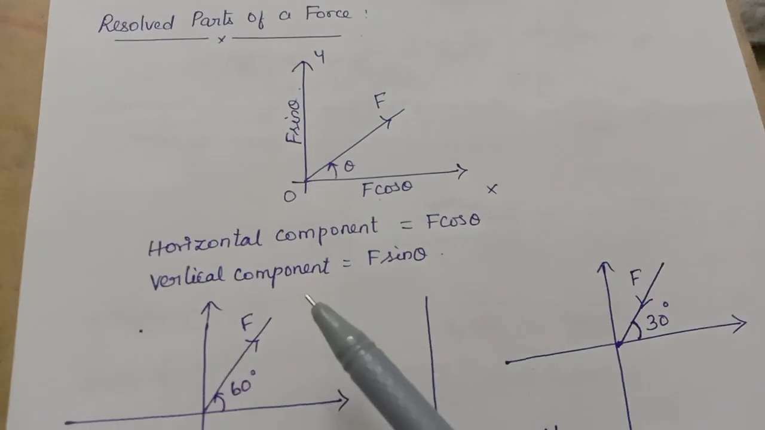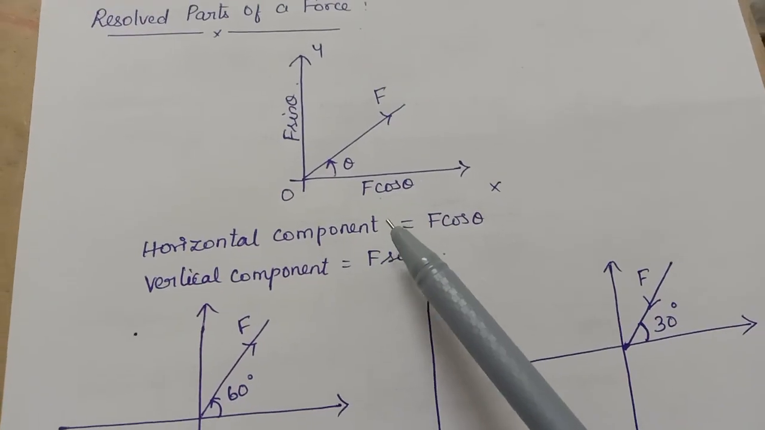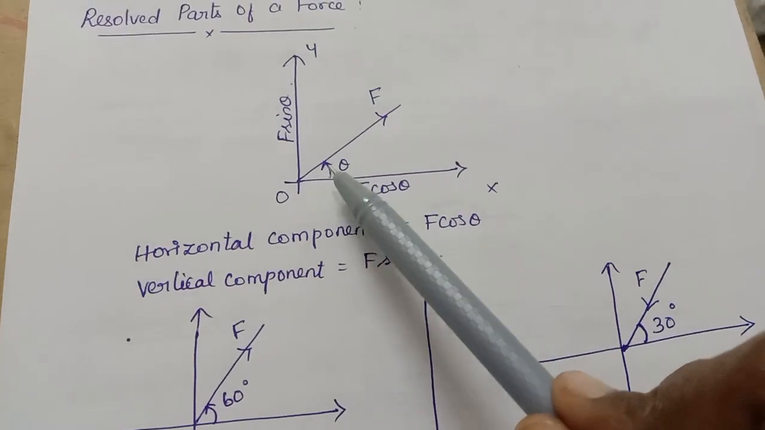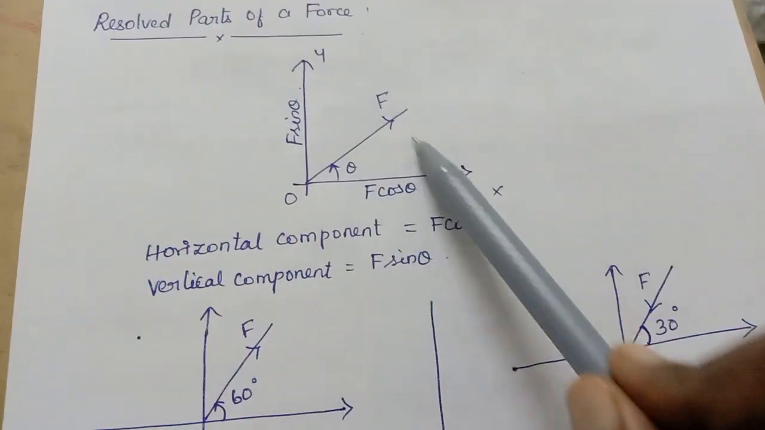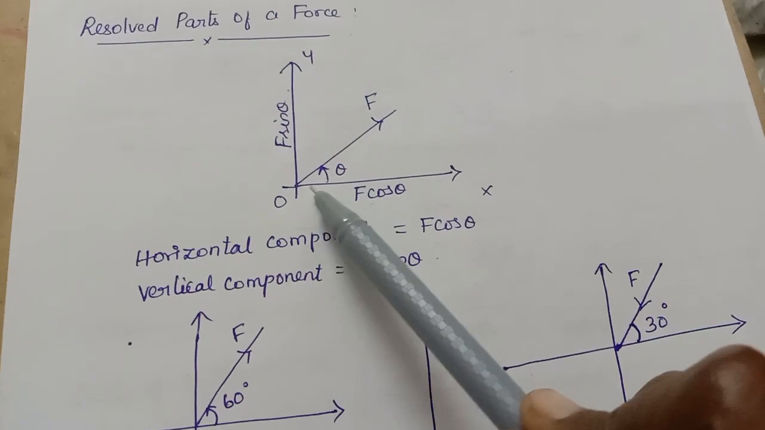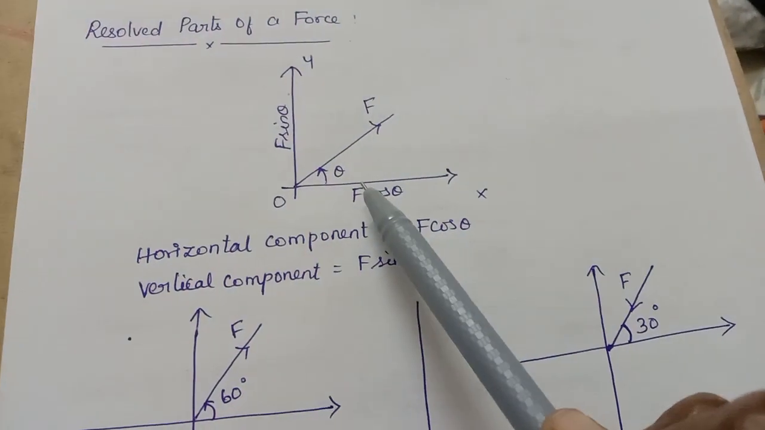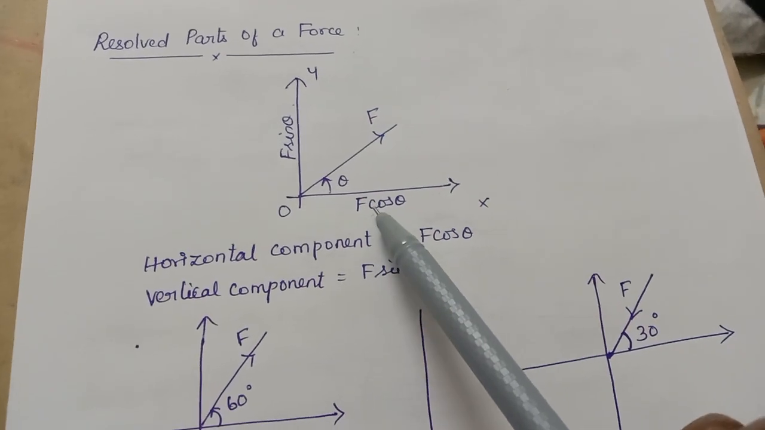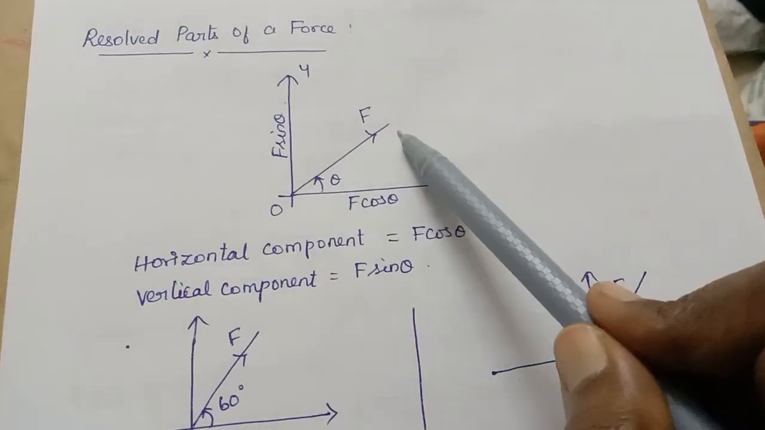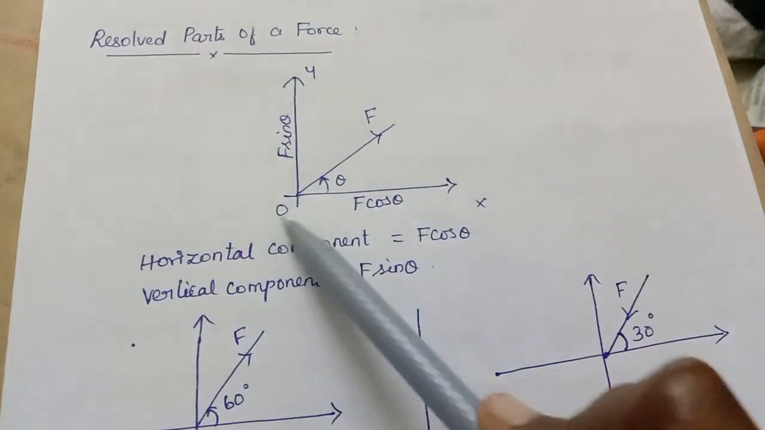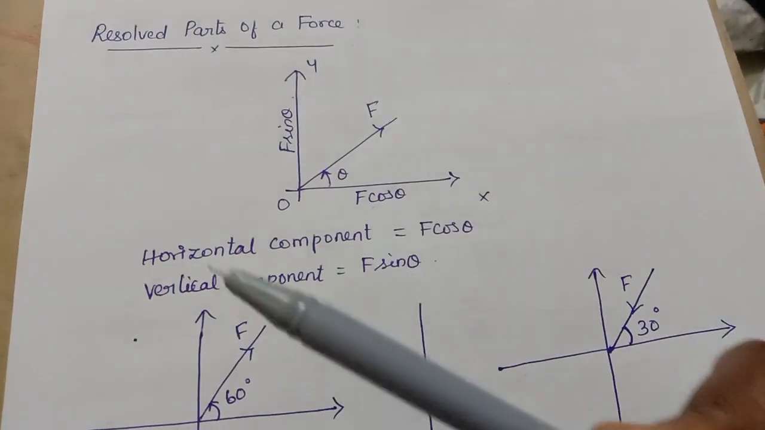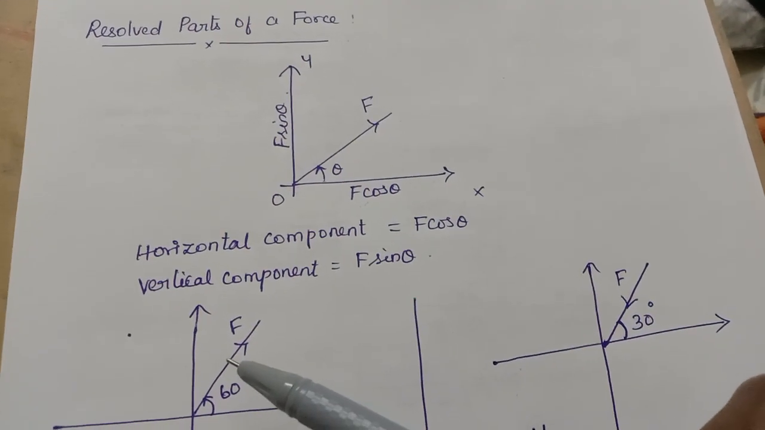Why do we do so? What is the purpose of doing this? Suppose I have n number of forces acting on this body: P1, P2, P3, P4, etc. N number of forces are acting on this body at different angles with the horizontal. P1 is acting along this direction, P2 along this, P3 along this. Then how can we combine all the forces and find the resultant?